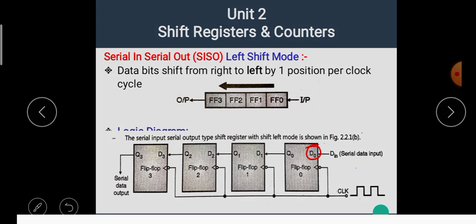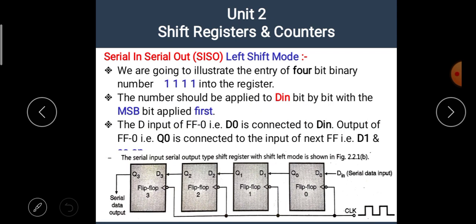Now let's see more details about this diagram. We can see that the clock signal is connected with each flip-flop separately. Now we are going to illustrate the entry of the 4-bit binary number 1111 into the register. That means in this register we are going to enter the number 1111.